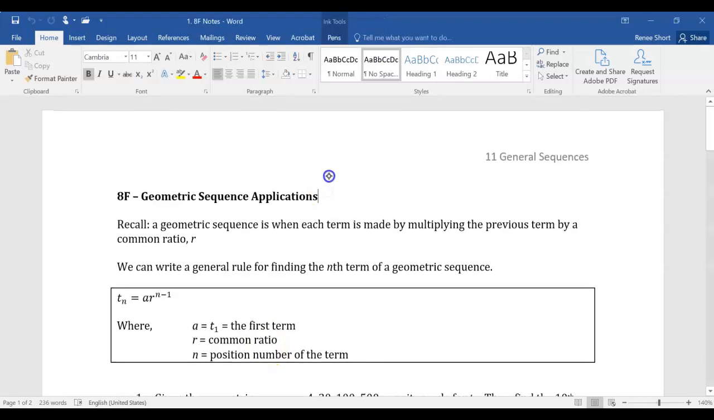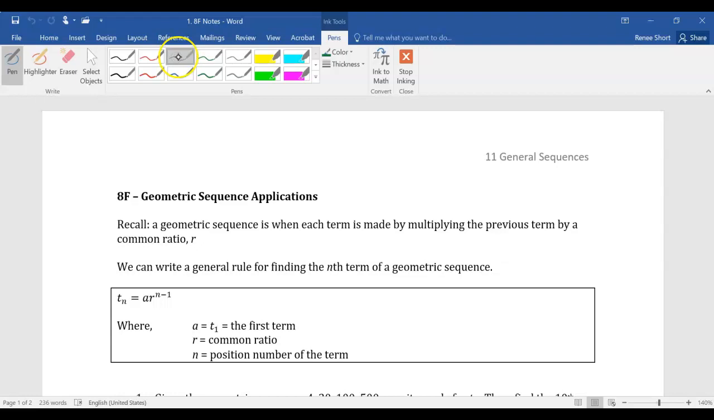So this video is going to look at 8F on applying geometric sequences and starting to create rules for them. If you remember from 8D, a geometric sequence is when each term is made by multiplying the previous term by a common ratio. So always multiplying by 2 or by 5 or by a third, for example.